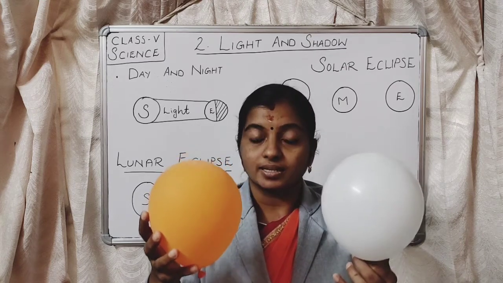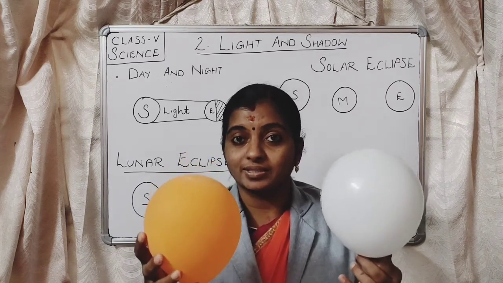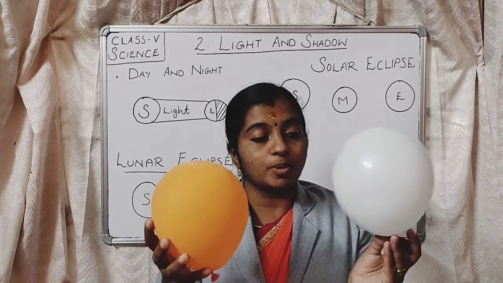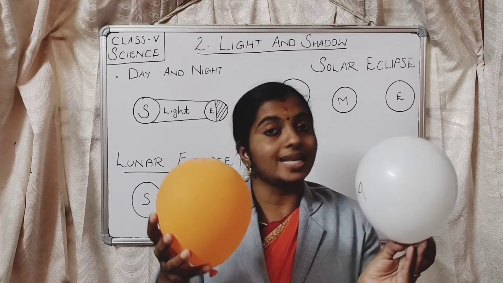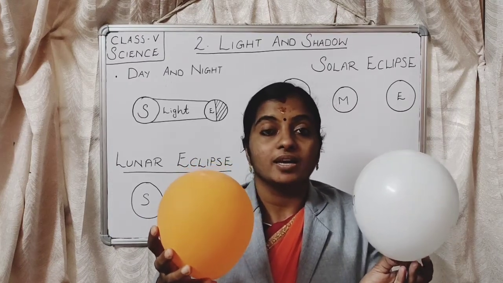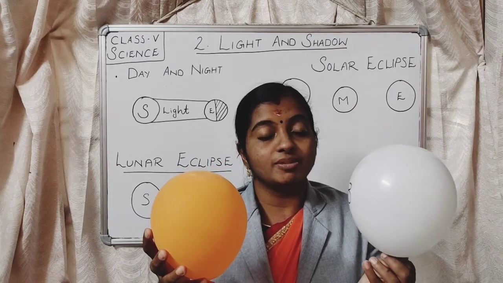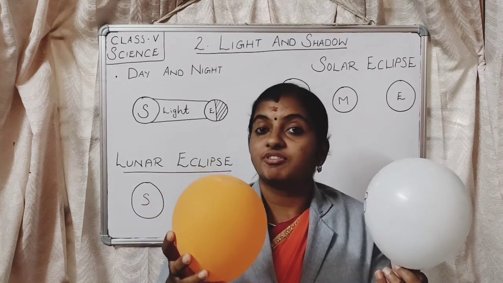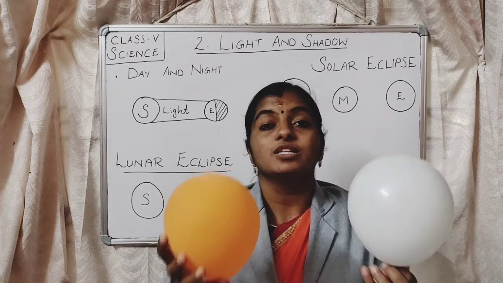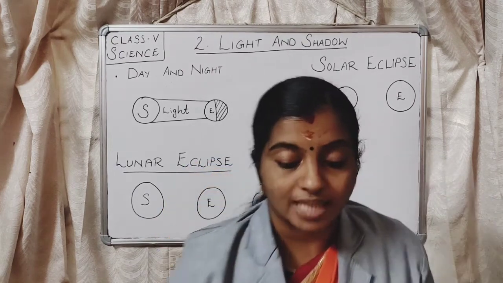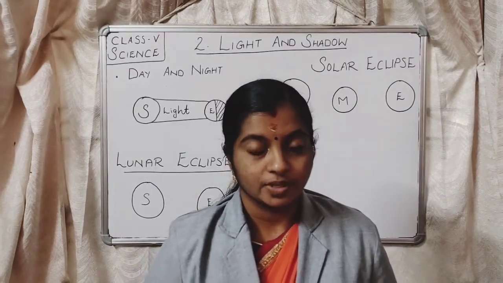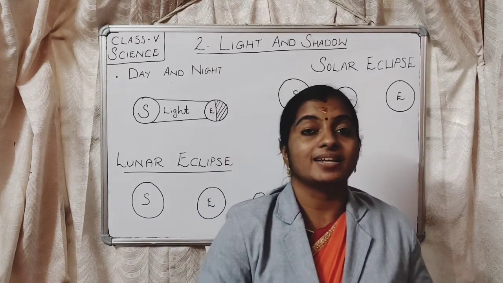So I hope you understood how day and night happen, because the earth keeps on rotating. When the point A is facing the sun, it is day in the point A, and it will be night in the point B. And when the earth rotates again, the point B will be facing the sun and A will be away from the sun. That means it is daytime in B and night at the point A. So this is how day and night is caused. That is, day and night is caused by the rotation of the earth around its own axis. So that is about the concept of day and night.